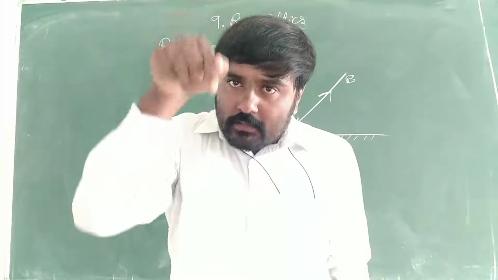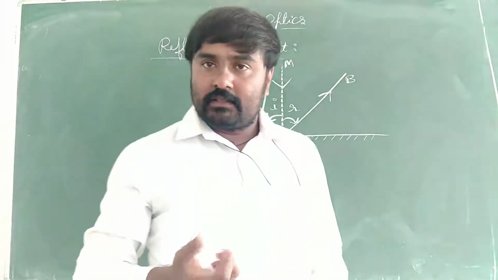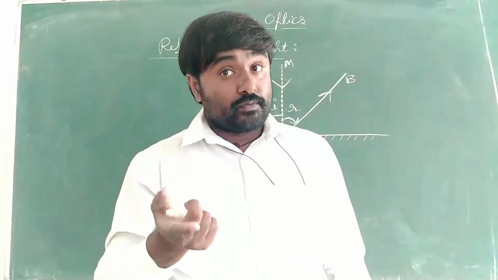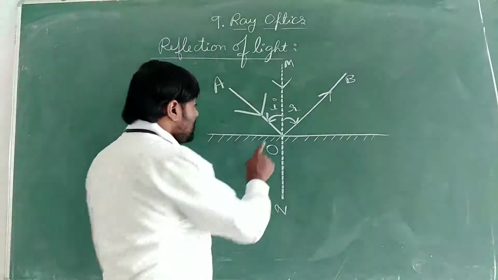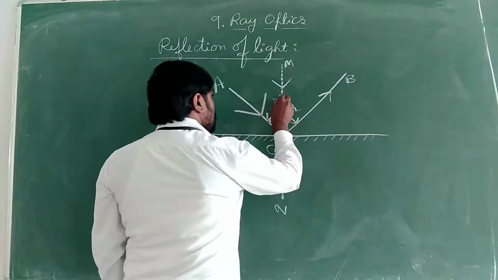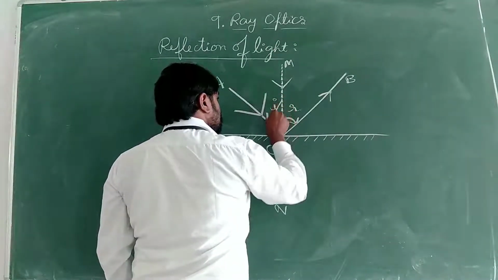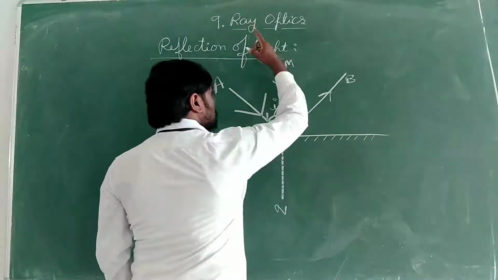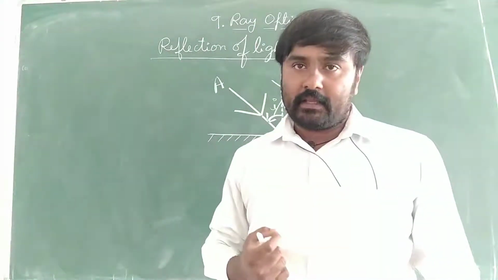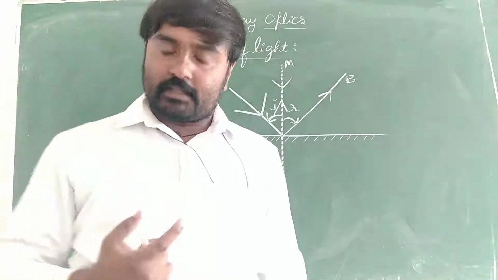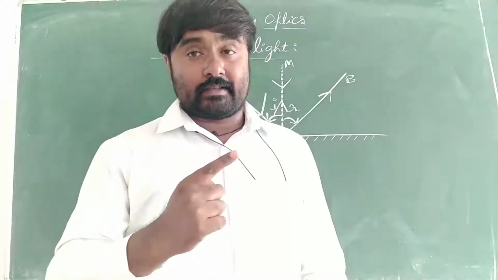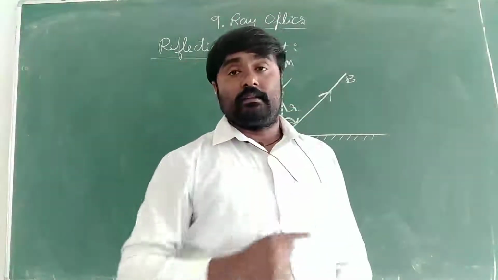Suppose the ray is incident normally. What is the angle of incidence? That is 0. So if the angle of incidence is 0, the angle of reflection is also equal to 0. So in that case, the ray retraces the same path. Here the ray after reflection retraces the same path. If I is equal to 0, R is equal to 0. A ray of light is incident normally, after reflection, the reflected ray retraces the same path.